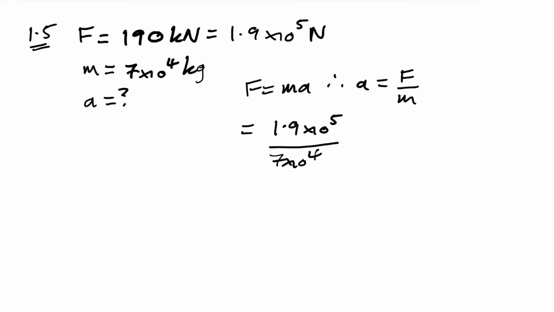And neat little shortcut, we can get rid of some powers of 10. So we have times 10 to the 5 on top, times 10 to the 4 on the bottom. So we can take 4 away from that 5 on top. So that ends up being just 1.9 times 10 to the 1, or in other words, just 1.9 times 10 on top. So that's 19 divided by 7. And that is, well, to 2 sig figs, because that's what our data was given to again, 2.7 meters per second squared.